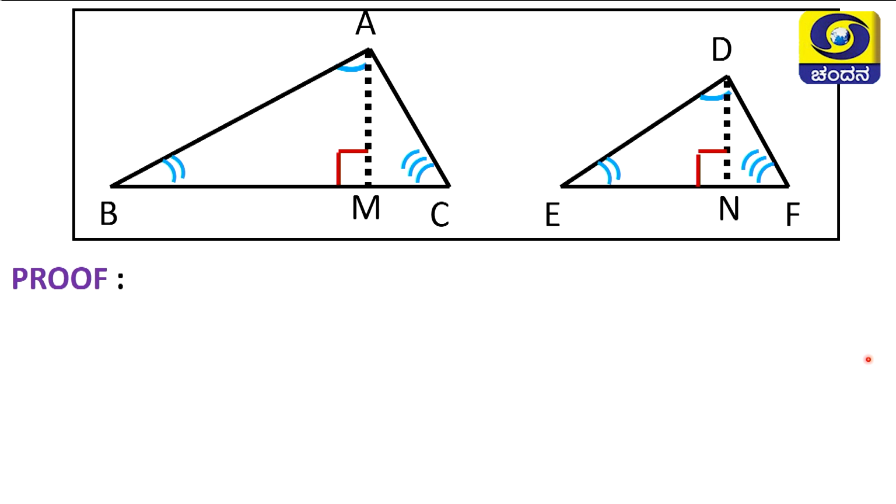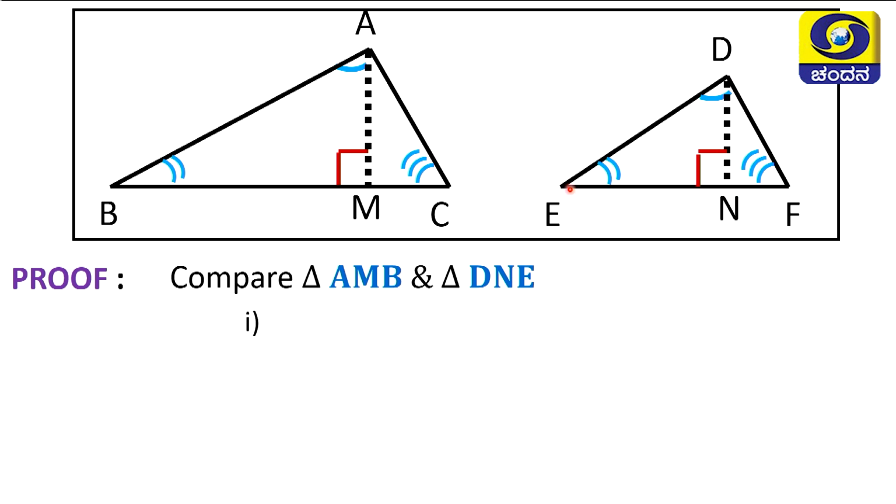We have to show that areas are proportional to squares on their corresponding sides. Can you see any equiangular triangles, children, in this after doing the construction? Observe carefully: right angle triangle AMB and right angle triangle DNE. Are they equiangular, children? Okay, we will examine that.